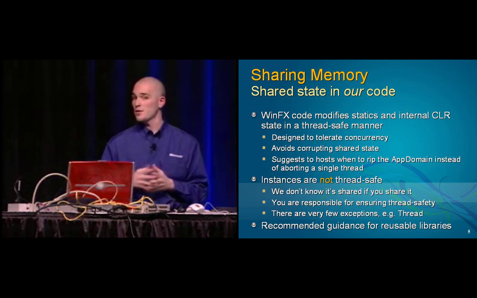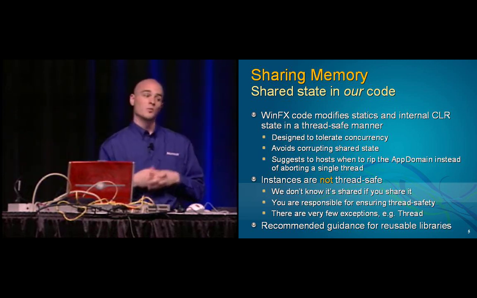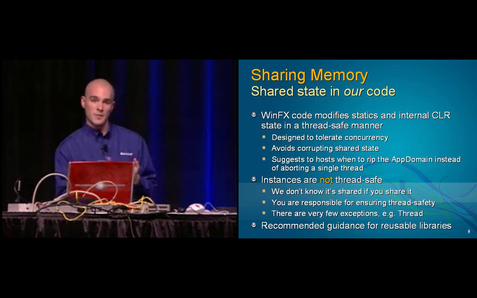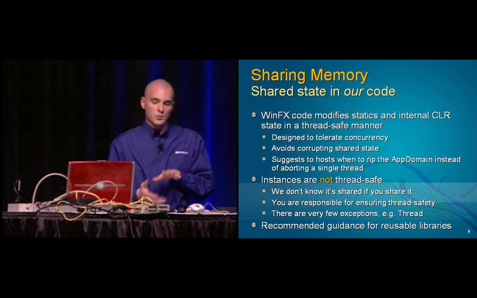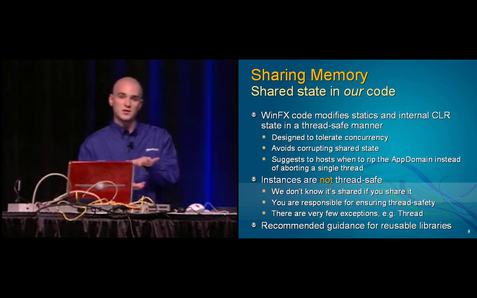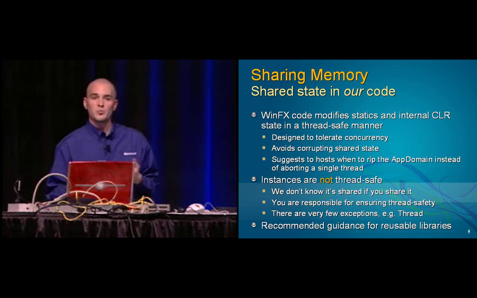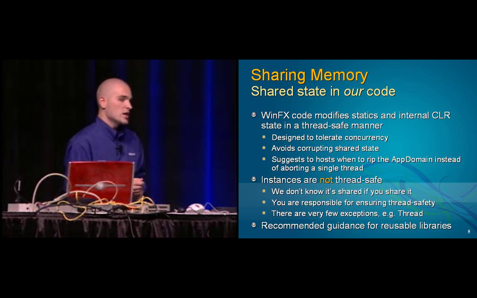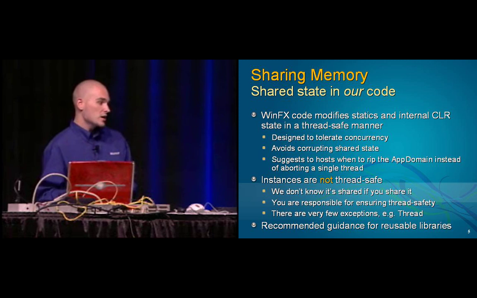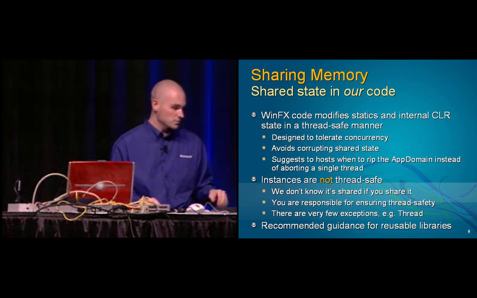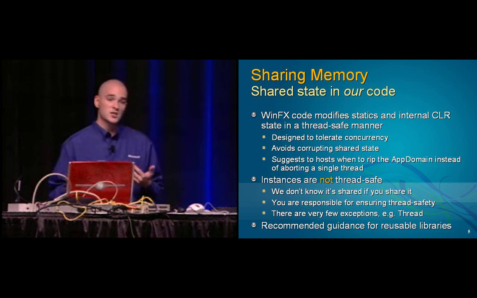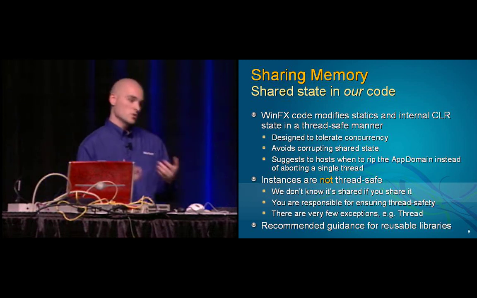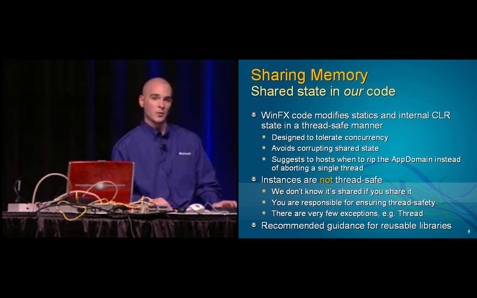There are a few cases like the Thread class where we make this guarantee. We do that because the Thread class, we believe, will primarily be accessed in concurrent scenarios. But for the most part, if we were to add locks around all of the methods in the framework, that would result in a pretty poor performance degradation. It's an optimization that we take, and if you share these objects, it's up to you to go ahead and lock these things. And of course, if you're developing a reusable library for your own company, this is best practice. It's worked for us thus far. This is the guidance that we give to people when they're developing their own libraries.